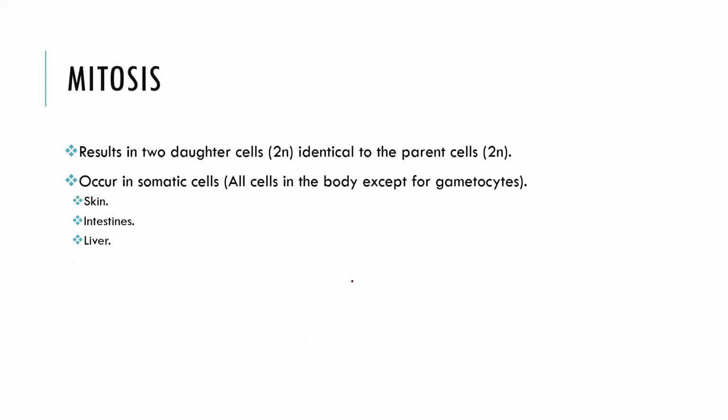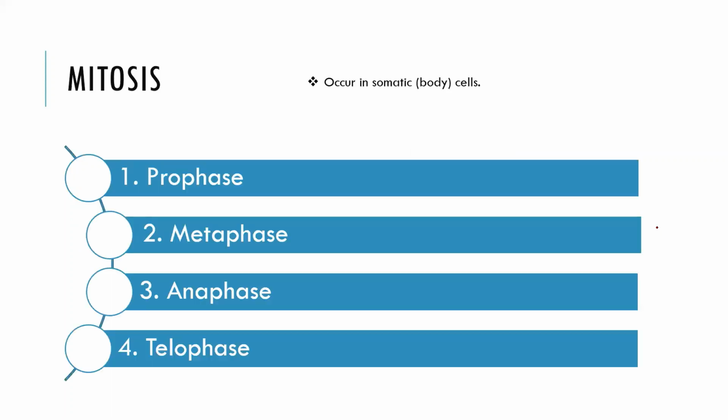Mitosis results in two daughter cells which are identical to the parent cell. This mitosis occurs in somatic cells. Somatic cells are all cells in the body except for gametocytes. Gametocytes are sperms and ova, which we need for sexual reproduction. So skin, intestine, liver, stomach, anything, all the cells in the body are somatic cells. You have four phases: prophase, metaphase, anaphase, and telophase.